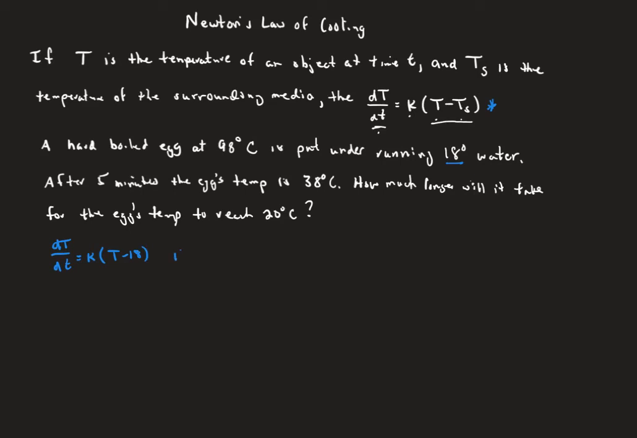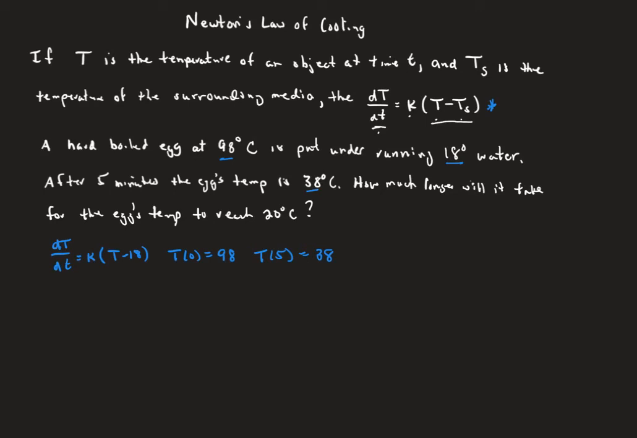We also know that the temperature at time 0 is going to be that 98 degree egg, so we know T of 0 is 98. We also know that the temperature at time 5, so 5 minutes afterwards, the egg's temperature is 38 degrees. So we know that T of 5 is equal to 38. So there's our initial condition. So now we can go to work on solving this.